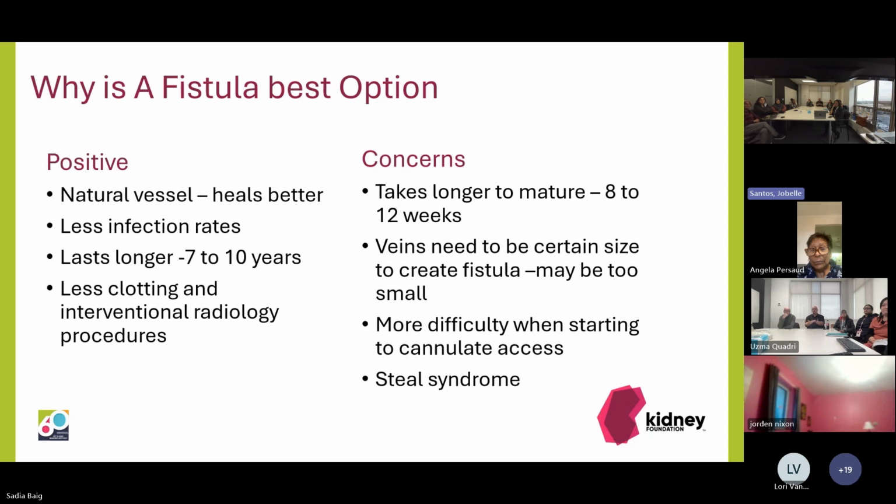What our concerns are about the fistula, though, is it takes longer to mature. Because you're connecting the artery to the vein to make it larger, it doesn't happen overnight. So we're looking at an 8 to 12 week period for that fistula to mature.